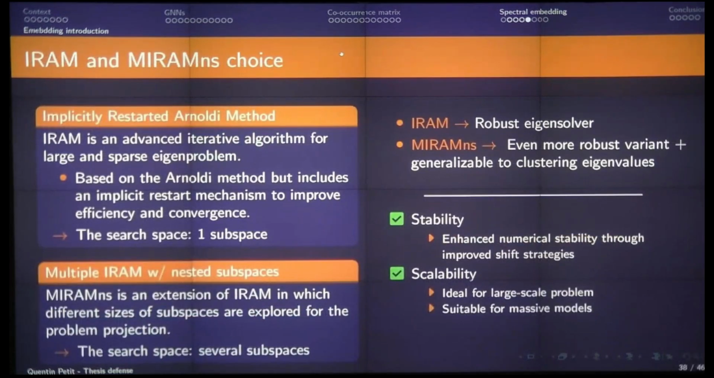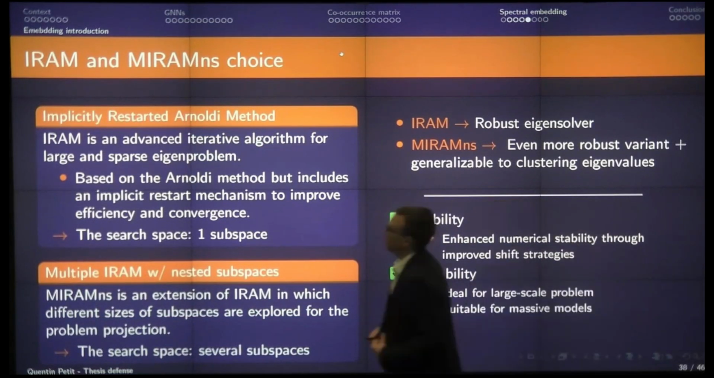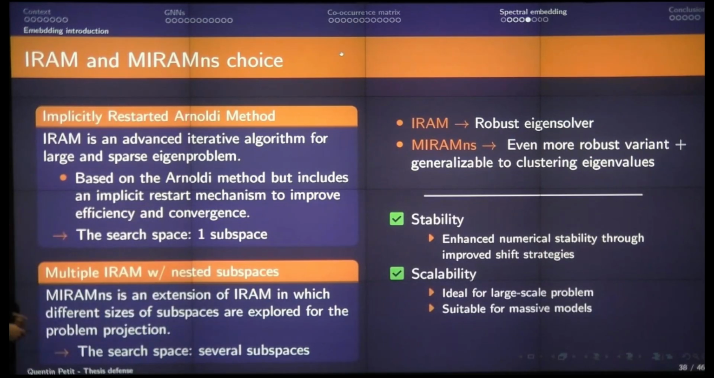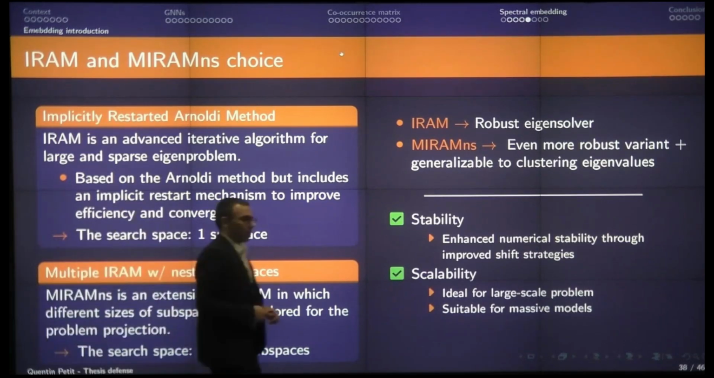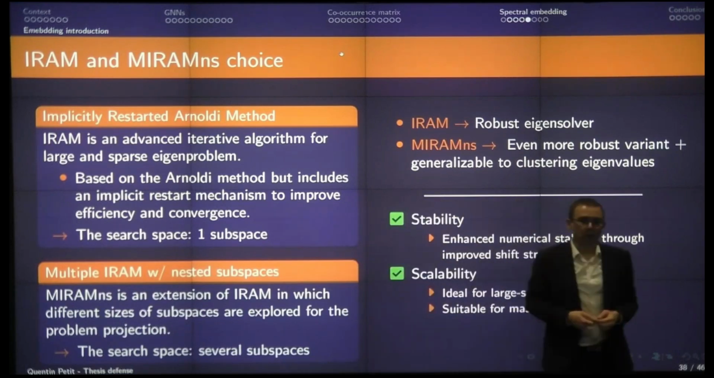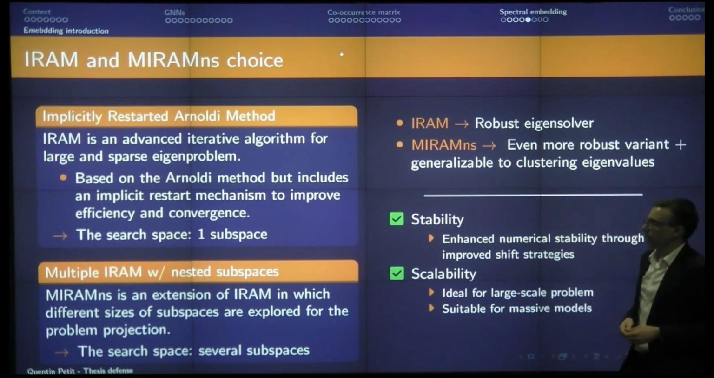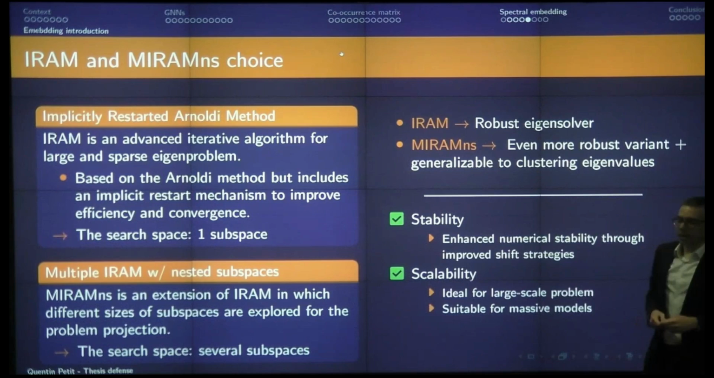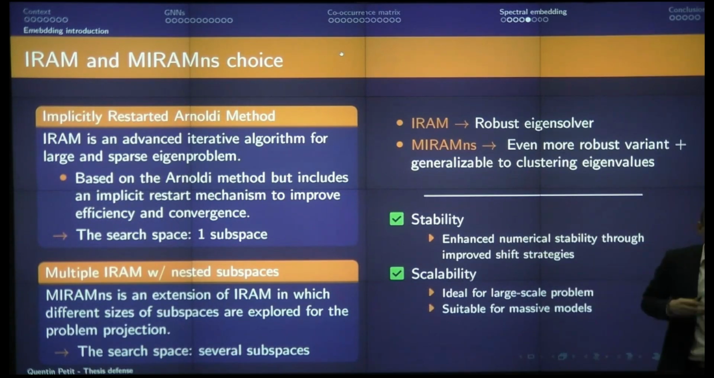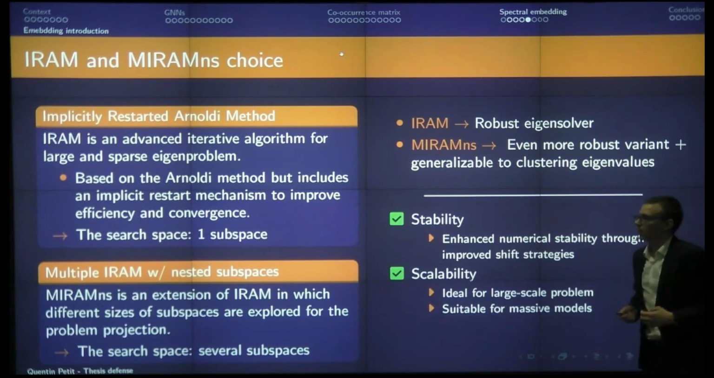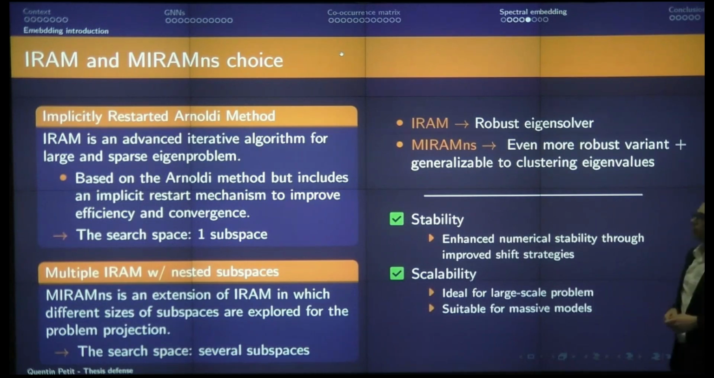So we propose to use Miramenes as the eigensolver in our case. Miramenes is an extension of the original IRAM method, which means implicitly restarted Arnoldi method. The idea of this method is to solve sparse and large eigenproblems in an iterative way. It is based on the Arnoldi method and, instead of finding a new space at each restart, we use an implicit restart mechanism to improve the efficiency and the convergence of the method.